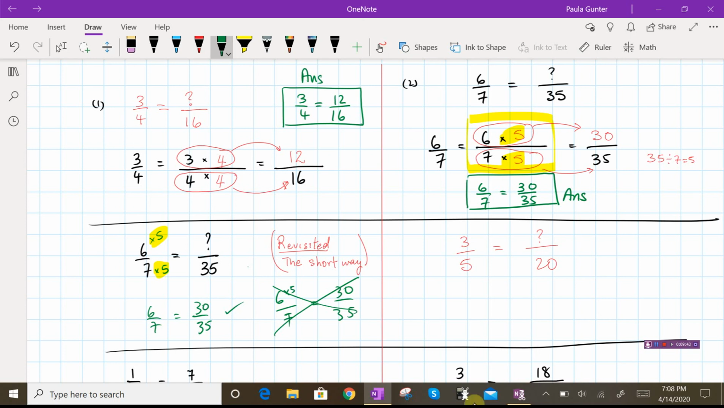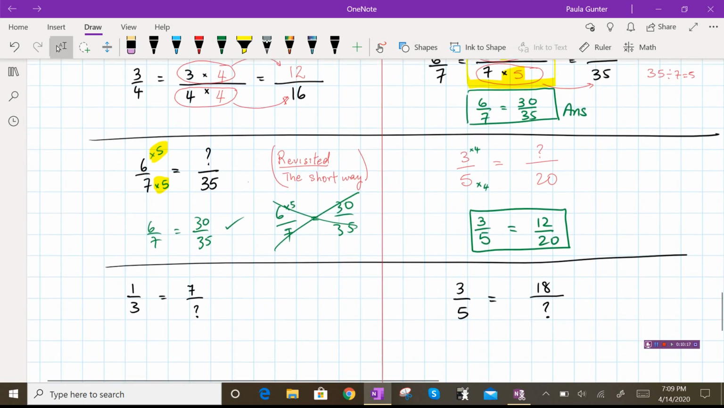Alright, so again I look at the denominators since those are what's present, and I say 5 times what will give me 20? And I say, aha, it's multiplying by 4. So I do the same to the numerator. 3 times 4 is 12, so I can conclude that my answer is 3/5 is equal to 12 out of 20. Alright? If you're just starting off, please do it the long way. But as you get better, the short way will also work.